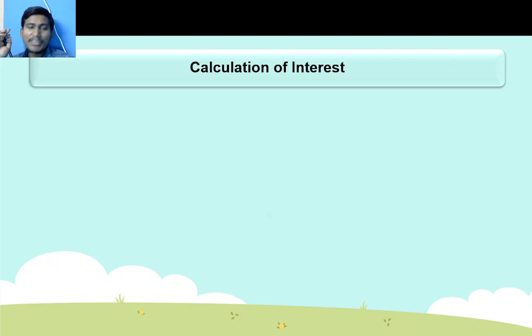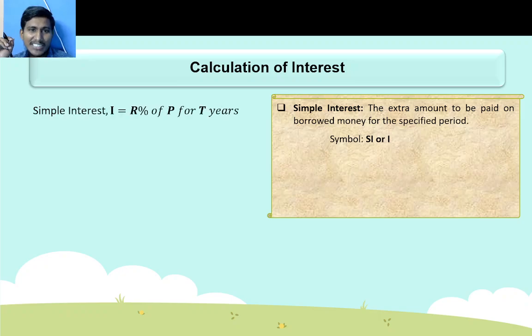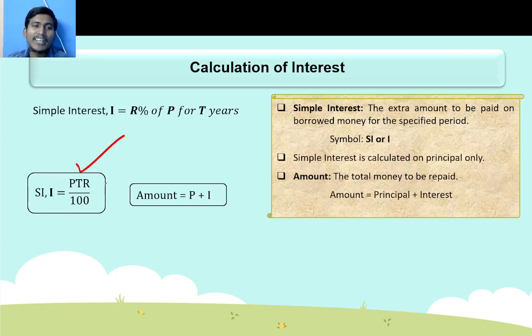What you have to remember? PTR by 100. What is P, what is T, what is R? Let us see here. Simple interest is PTR by how much? 100. So P means principal. Simple interest means you borrow some money, and no one will give free money, you have to take it at interest. So that interest is what?